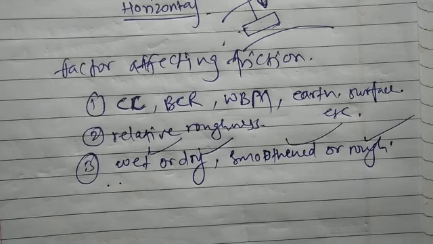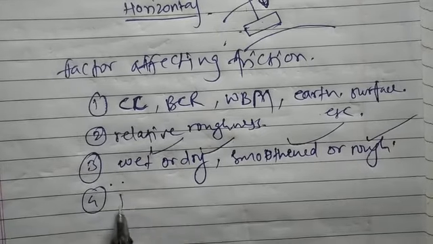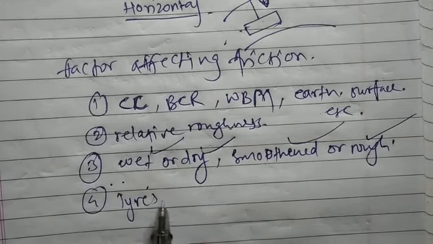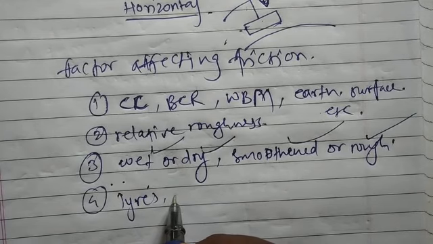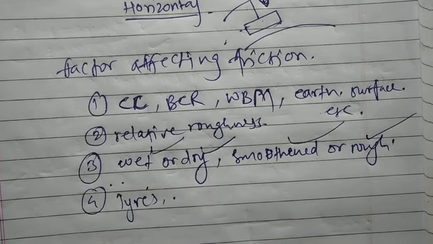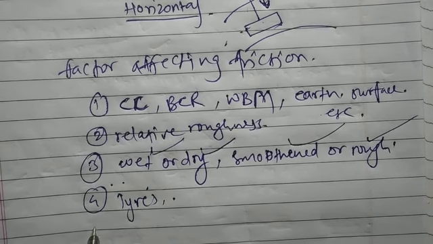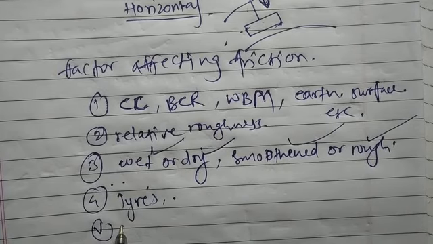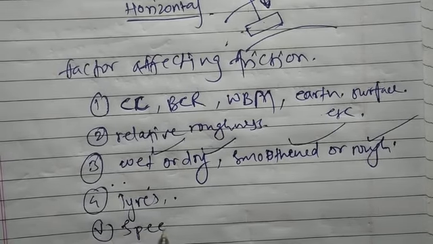The next factor is the type and condition of tires, whether the tires are new or not. If the tires of the vehicle are new, then they give a good grip with the road. When the tire gets smoothened and worn out, it will provide less friction. Then the next factor is the speed of the vehicle. The greater the speed, the lesser the friction.